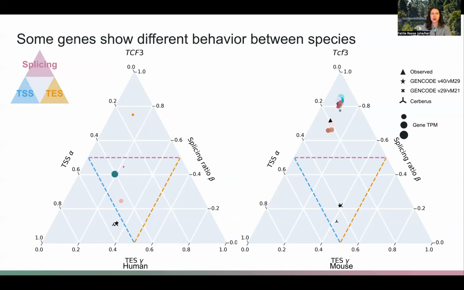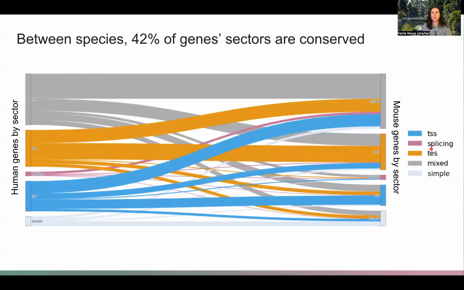We can also compare the behavior of different genes between species. So here what you're seeing on the left are just the samples which roughly match the samples that we have in mouse as well. And you'll notice that they tend to be in the middle of the simplex, as well as one up here. But in mouse, all of the samples that this gene is expressed in are in this splicing high portion of the simplex. And as a broad overview of what we see that's conserved between the shared genes in human and mouse, around 42% of the sectors of these genes are conserved. So there's going to be some interesting stuff that comes out of this in the future.